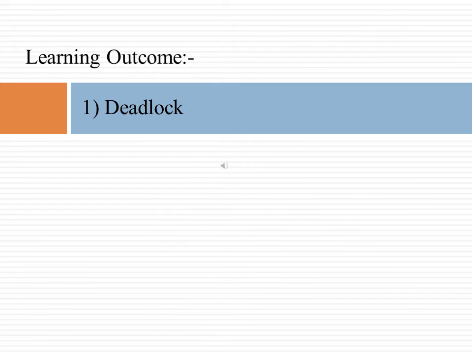Learning outcome of this video: to understand deadlock. Then what is deadlock? Deadlock can be defined as the permanent blocking of a set of processes that either compete for system resources or communicate with each other. Deadlock involves conflicting needs for resources by two or more processes. In this lecture, we learn what deadlock is and how it works in processing. So let's start the remaining topic of chapter number 4, deadlock.